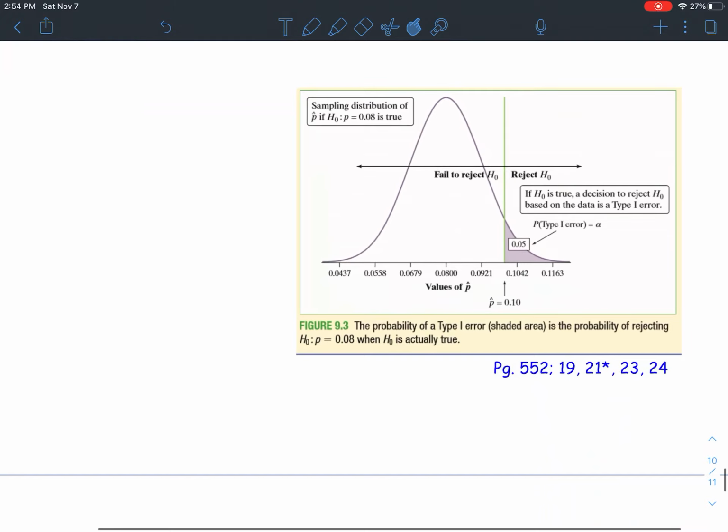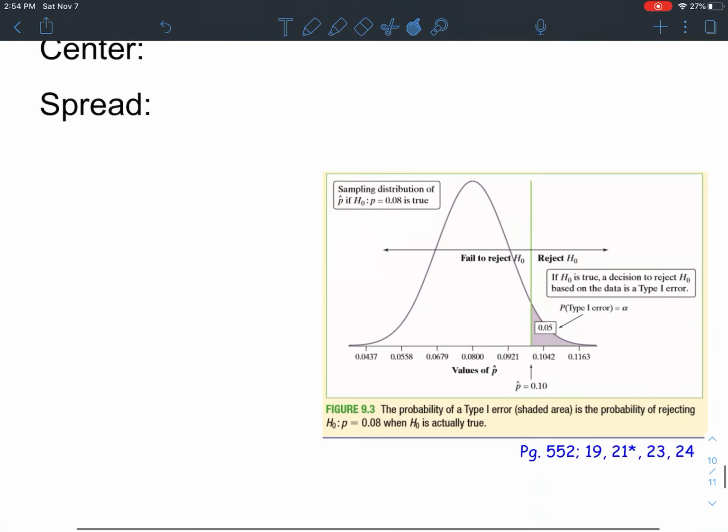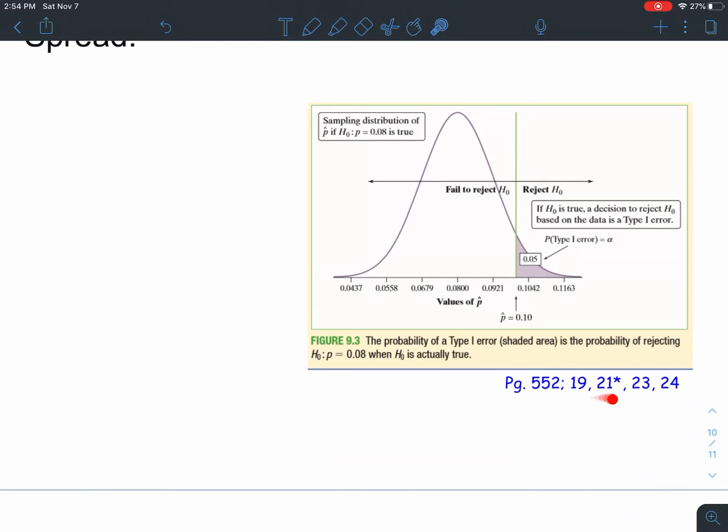I believe at the bottom of this page, there are a few problems for you to try. We are not going to do this other example here that's at the bottom. So this brings section 9.1 to a close.